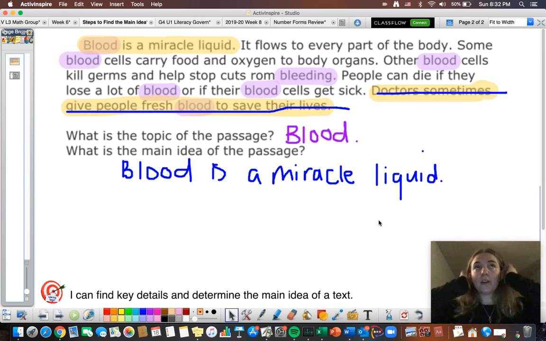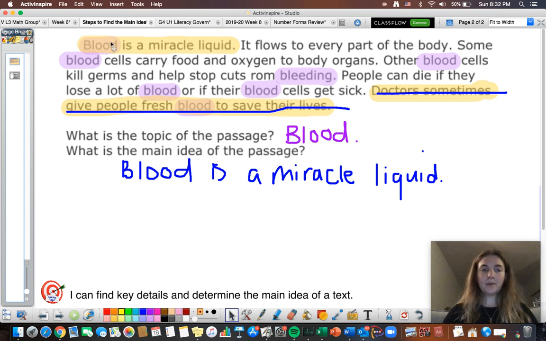Now, later on, we're going to be focusing on key details to back up our main idea. So key details that support our main idea. Some key details could be that blood cells carry food and oxygen to body organs, or doctors give people fresh blood to save their lives. Those are two very good key details that support that blood is a miracle liquid. But for now, we're just focusing on topic and main idea.